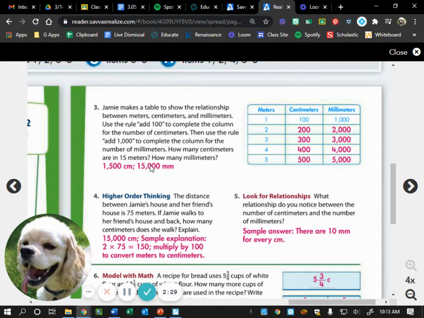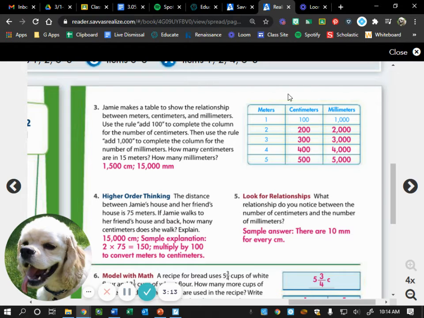How many centimeters are in 15 meters? How many millimeters? If we're looking at this, the relationship we can see is for every meter, we multiply it by 100 for centimeters. And for every meter, we multiply that by 1,000 for millimeters. Because for 1 meter, we have 100 centimeters, 1,000 millimeters. For 5 meters, we have 500 centimeters, 5,000 millimeters. So for 15 meters, we would take 15 times 100 for 1,500 centimeters. And then we would take 15 times 1,000 for 15,000 millimeters.